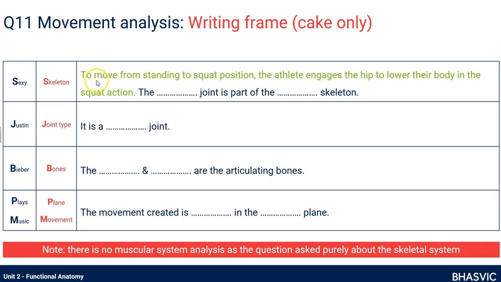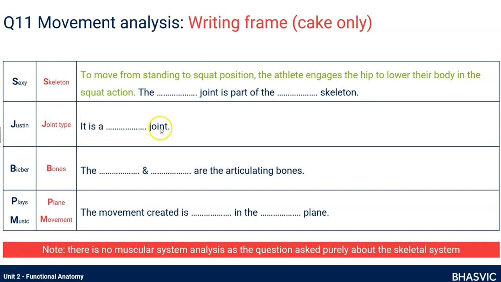So I've just put here, to move from standing to squat position, the athlete engages the hip to lower their body in the squat action. So I've just made sense of the movement linked to the hip joint. Then you've got to acknowledge what part of the skeleton this joint is in. So the hip joint is part of the appendicular skeleton, for example. Then you've got to do the joint content. So this is 2 things, if you remember. This is accounting for the classification of joint. Is it fibrous, cartilaginous or synovial? And if it is synovial, you've got to also account for which type of synovial joint it is.